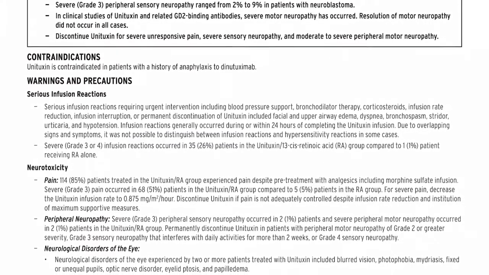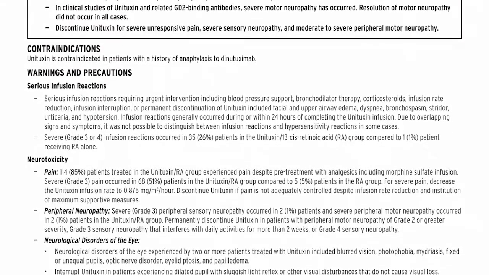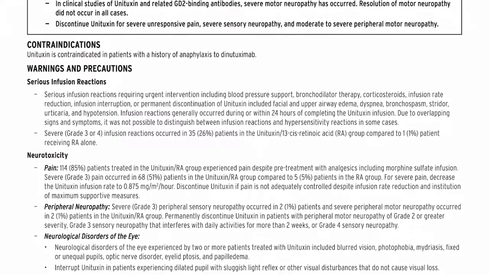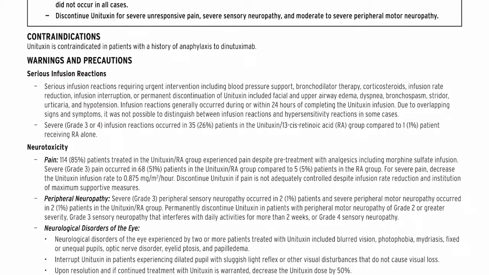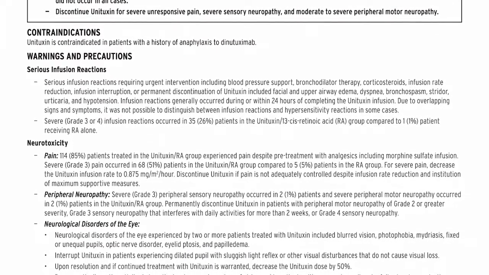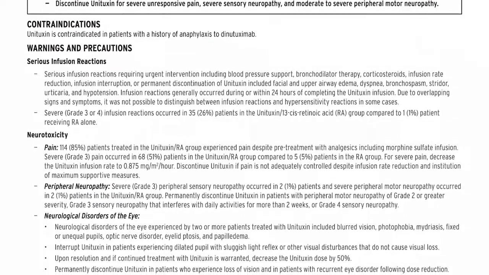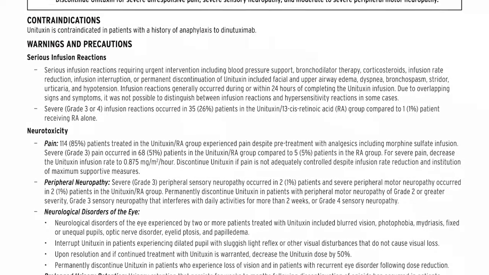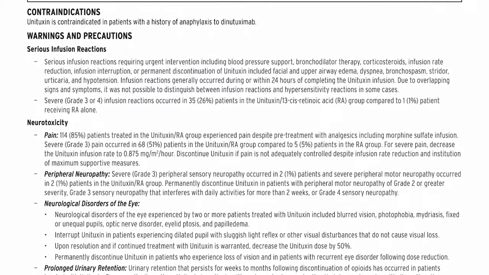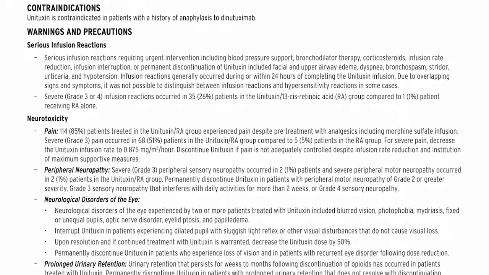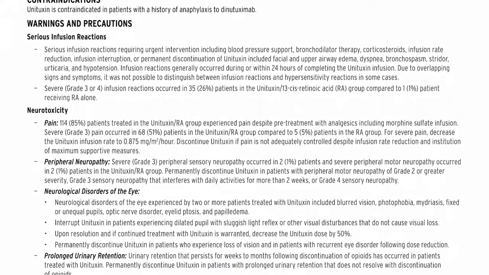Neurotoxicity, pain. 114 patients, 85%, treated in the Unituxin RA group, experienced pain despite pretreatment with analgesics including morphine sulfate infusion. Severe, grade 3 pain occurred in 68 patients, 51%, in the Unituxin RA group compared to 5 patients, 5%, in the RA group. For severe pain, decrease the Unituxin infusion rate to 0.875 milligrams per meter squared per hour. Discontinue Unituxin if pain is not adequately controlled despite infusion rate reduction and institution of maximum supportive measures.